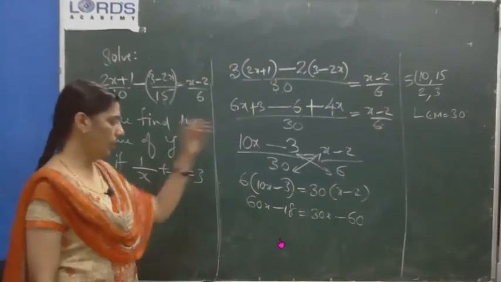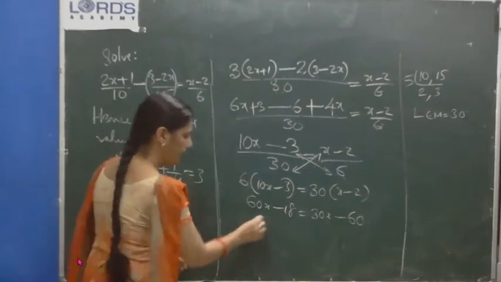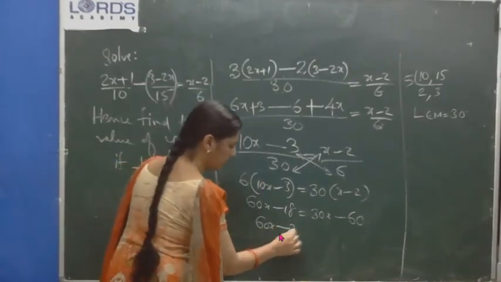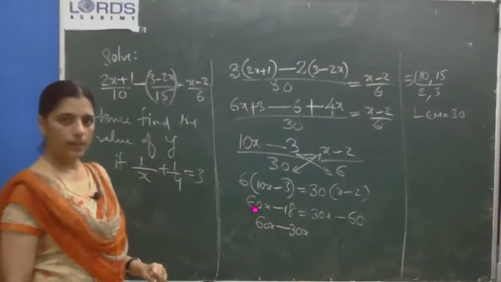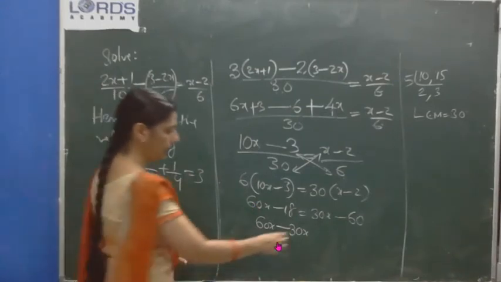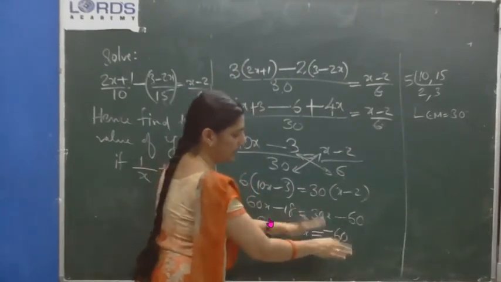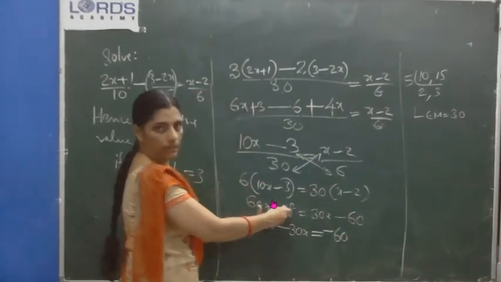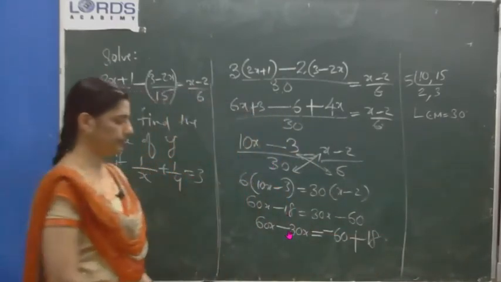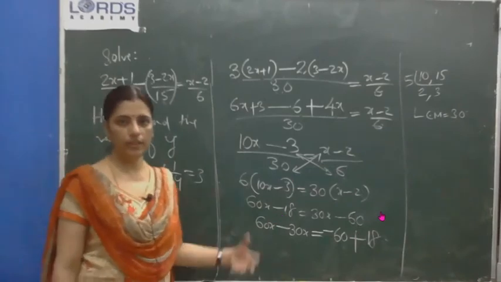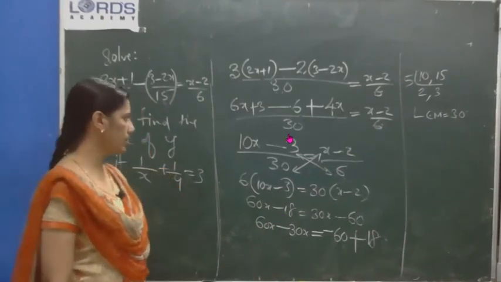Okay. Now all the x to one side, all the numbers to the other side. So 60x minus 30x. 30x I took to this side, it became minus 30x equal to negative 60, not changing the side, always right side, negative 60. This negative 18 is going to the other side, it will become plus 18. When we transpose to the other side, see how we change the signs. If there is doubt, ask.